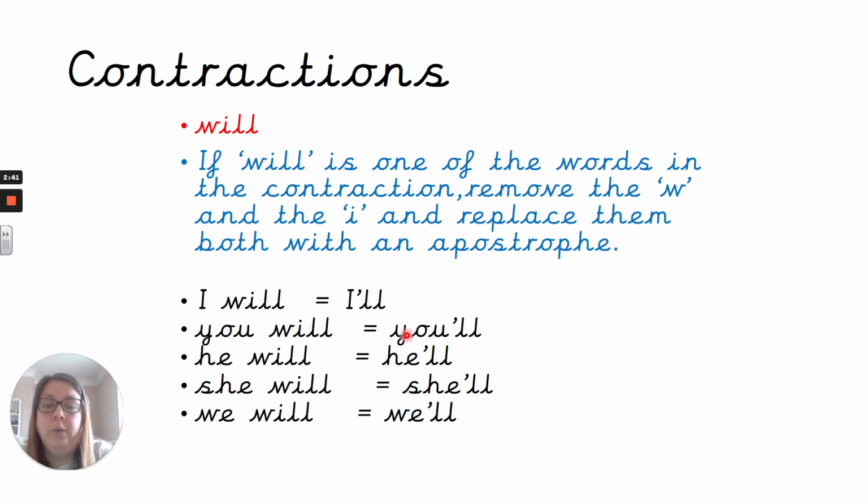So you will is you'll, he will, he'll, she will, she'll, we will, we'll. Instead of saying we will play a game, we'll play a game. So we replace the w and the I for will with an apostrophe. Have a go at writing these words. I'll, you'll, he'll, she'll, we'll. Pause the video and have a go.